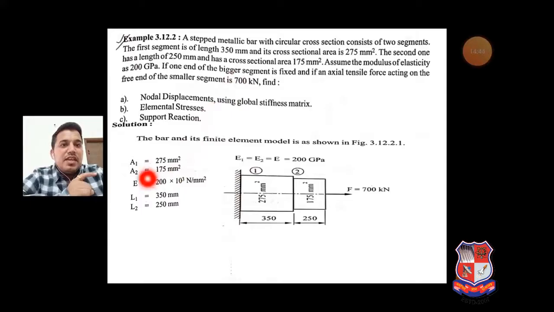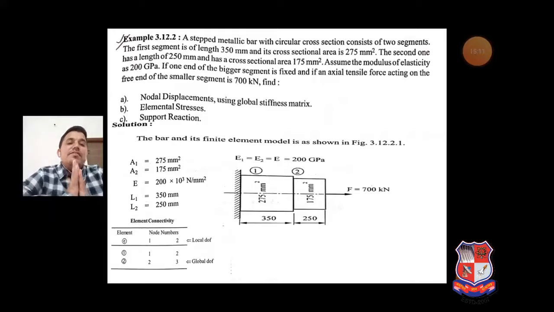As given, A1 is 275 mm², A2 is 175 mm², and E1 = E2 = 200 GPa. We convert 200 GPa into N/mm², so it is 200 × 10³ N/mm². The lengths are already given as 350 mm and 250 mm. Let's start with the first step.